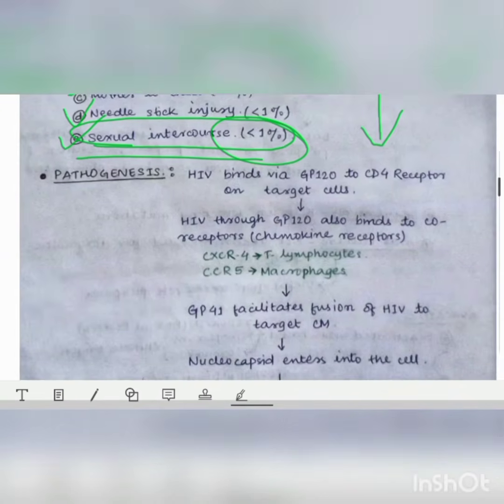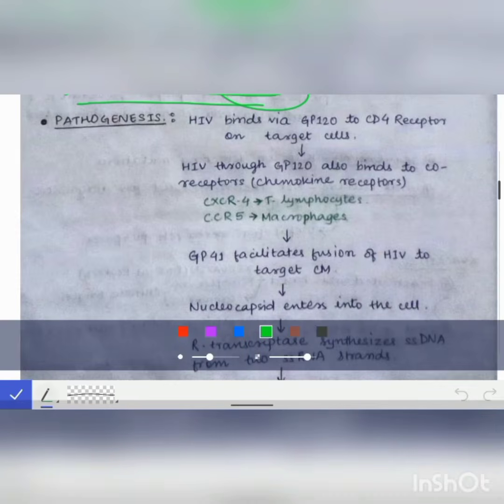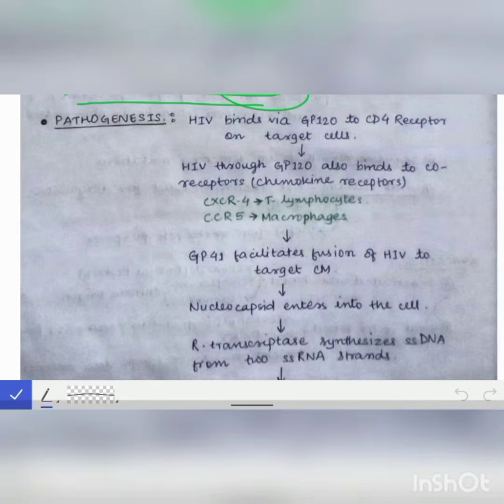Now coming to the pathogenesis of HIV. HIV has a glycoprotein in the envelope, which we talked about in the morphology. It is called GP120. HIV binds via GP120 to the CD4 receptors on the target cells. तो GP120 के थ्रू वो CD4 रिसेप्टर्स के साथ बाइंड करता है ऑन द टारगेट सेल्स.